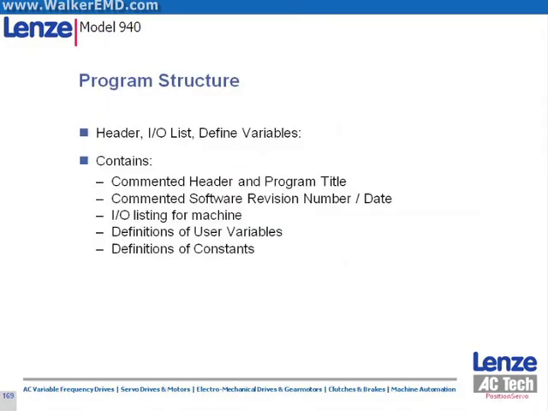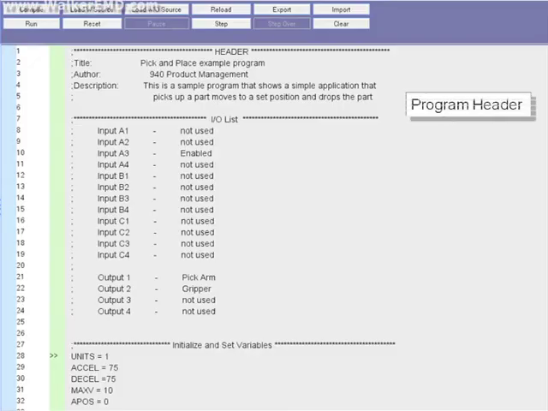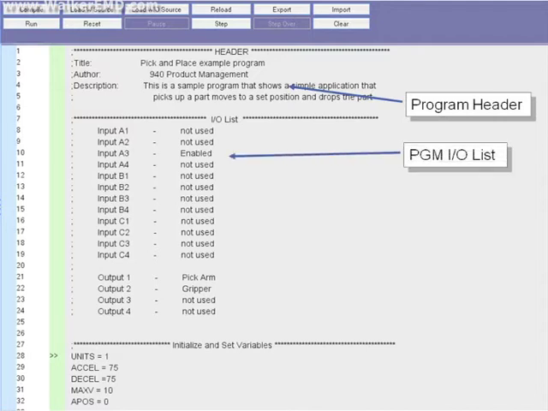Lenze Americas recommends users follow good programming structure and provides example templates in the technical support library of the lenzeamericas.com website. Programs should first contain a header listing the title of the program, the author, as well as a commented revision number and date, an I/O listing for the machine, definitions of user variables, and then a definition of all constants used. Here you will see a basic header, I/O list, and initialization and setting of variables.